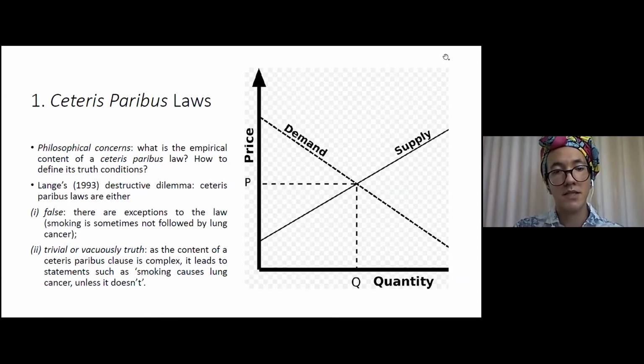As the content of a ceteris paribus clause is complex, you cannot state it in a complete way. It may lead to statements such as smoking causes lung cancer unless it doesn't, or in other words, the law is true unless it's false. So you get a very trivial statement and a very non-informative one. That's Lange's destructive dilemma.